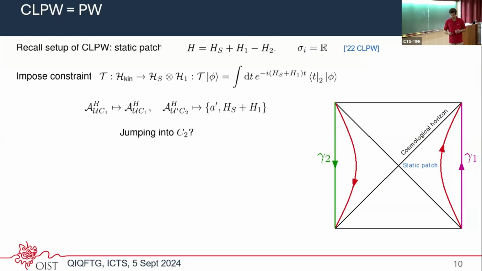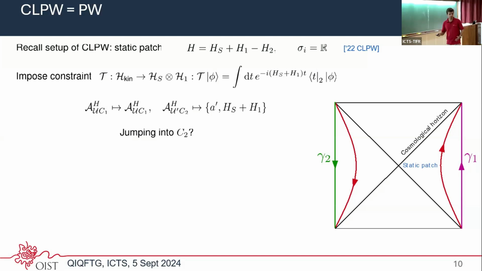So then they create states by the coinvariant procedure. So they have this map T, which directly maps from the kinematical Hilbert space straight to a tensor factor of the system and the Hilbert space of clock 1. And you can conjugate the same algebra, so the algebra on the static patch dressed to clock 1, the algebra of the complementary patch dressed to clock 2. You can conjugate it with this T-map, and then for at least this algebra invariant, with this algebra, it maps it to this bare element with then some evolution operator HS plus H1.